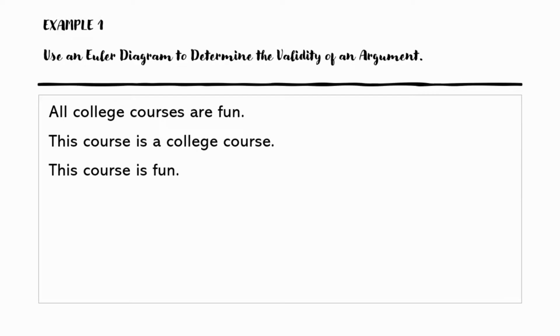Example 1. Use an Euler diagram to determine the validity of an argument. All college courses are fun, this is our premise 1. This course is a college course, and this is our premise 2. And lastly, our conclusion, this course is fun.